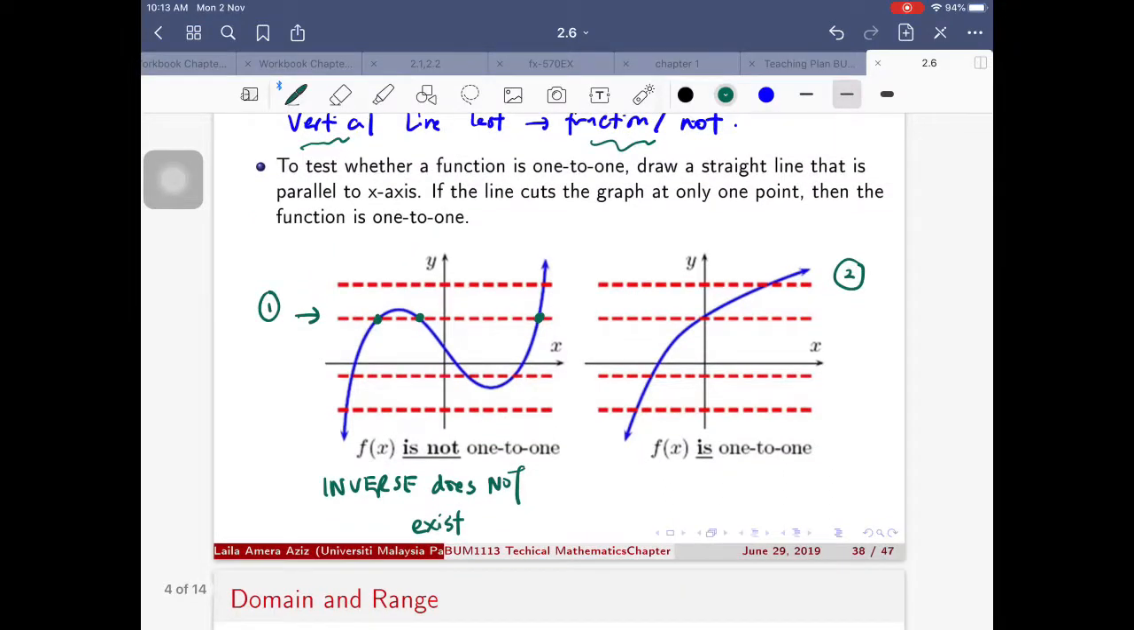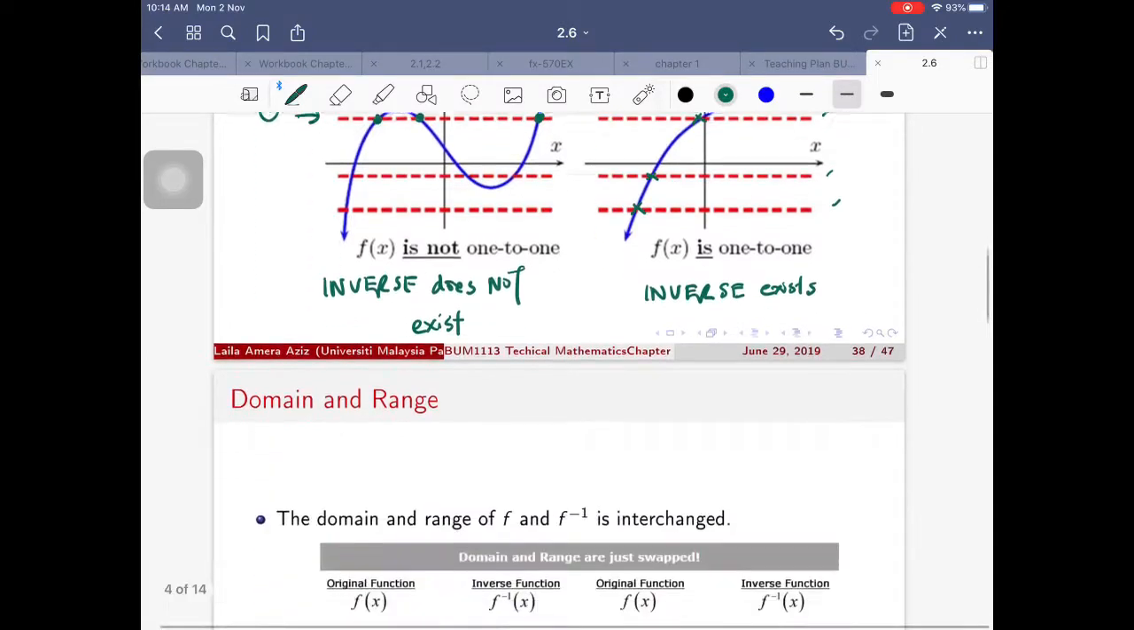This one on the other hand, no matter where I put the horizontal line, it never cuts at more than one point. Therefore the function is one-to-one, and yes, the inverse exists. This is called the horizontal line test. You draw horizontal lines and make sure the line only cuts your graph at exactly one point every single time, no matter where the horizontal line is.